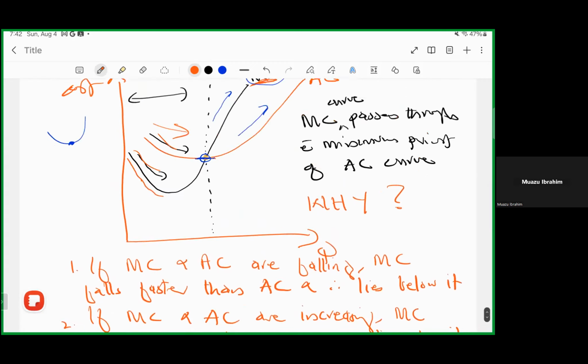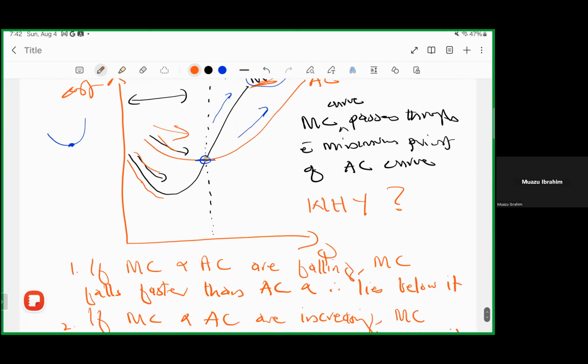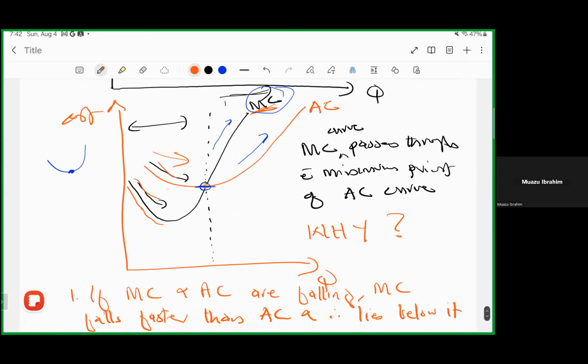Okay, one, the marginal cost curve passes through the minimum point of the average cost curve because if marginal cost and average cost are both falling, marginal cost falls faster than average cost, and therefore lies below it. And if they are both increasing, marginal cost increases faster than average cost, and therefore lies above it. When you combine this relationship, because they are both U-curves, marginal cost will pass through just the minimum point of the average cost curve. Any question?